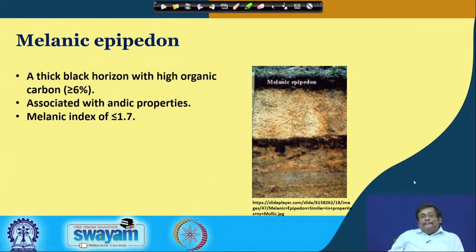The next one is called melanic epipedon, and melanic epipedon is a thick black horizon with high organic carbon, which is greater than 6%. It is generally found in Andic soil, generally associated with Andic properties, that means in volcanic regions or volcanic soils you will see that. So, this is called melanic epipedon.